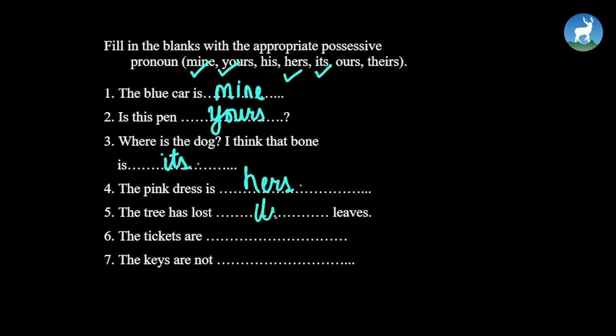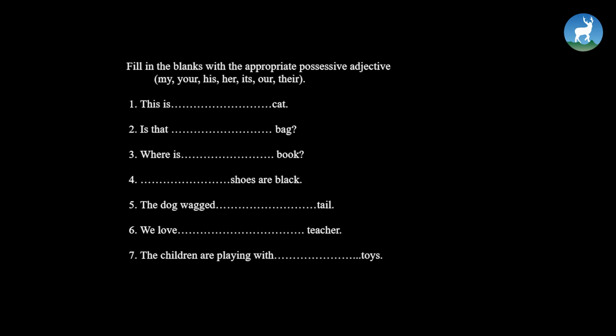You can repeat the options as well. The tickets are, it could be ours or theirs. So let's write ours. The keys are not his or theirs. Let's write. Okay guys, we have an exercise.